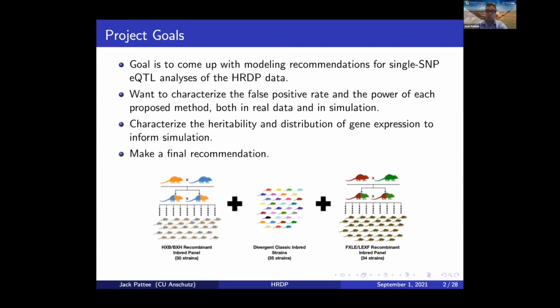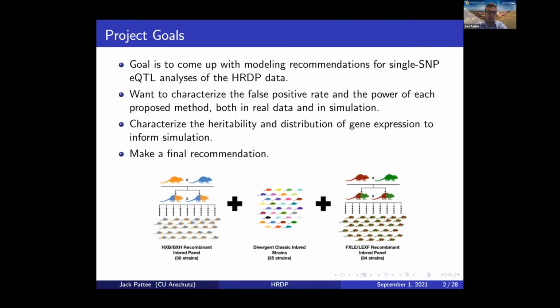We want our simulated data to mirror the real data as closely as possible. To that end, we assess the heritability, the distribution, and some other factors of the real data and use that to inform our simulation. We think we come up with a simulation that reflects the true structure of the gene expression data pretty well. This diagram at the bottom shows the three component subpanels of the HRDP.